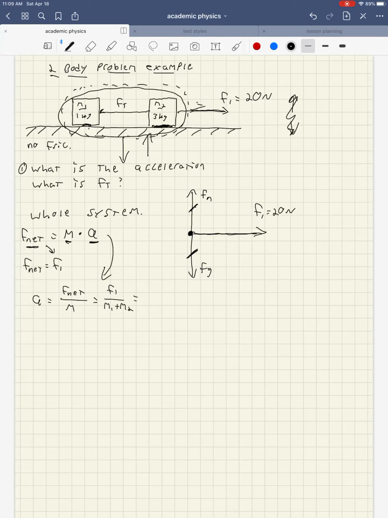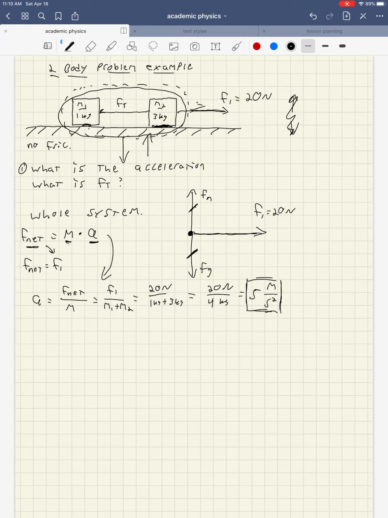So let's throw some numbers in. F1 is 20 newtons. M1 is 1 kilogram plus M2, which is 3 kilograms. You probably got that quick math done in your head already, but it's going to be 20 divided by 1 plus 3. 1 plus 3 is 4, so that's going to be 20 newtons divided by 4 kilograms, which is going to give me an acceleration of 5 meters per second squared. Per second squared, guys, a lot of people have been saying that the unit for acceleration is just meters per second. That's not the case. That's a unit of velocity. This is per second squared.